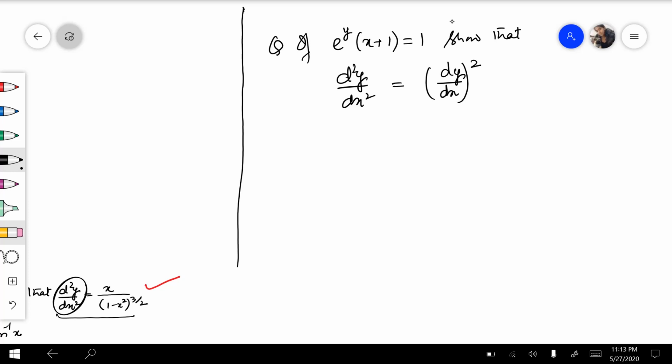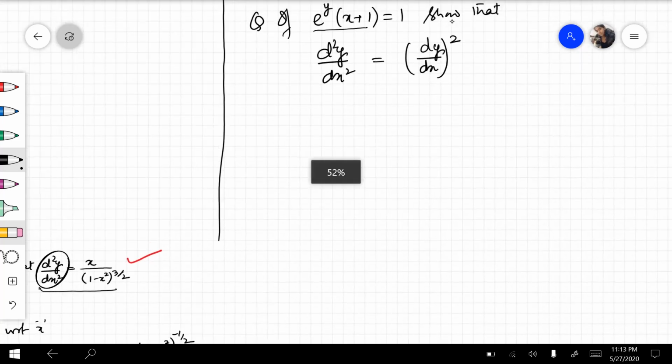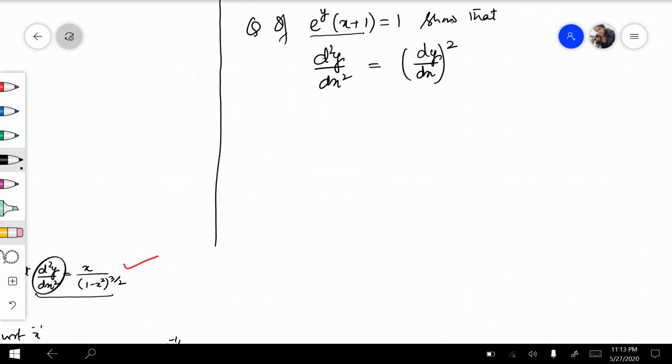Even you can go directly, you can directly differentiate this one, then find the derivative dy by dx. Whatsoever you get, you again differentiate with respect to x and get d2y upon dx square. Then on comparing d2y upon dx square and dy upon dx, you can reduce whatever is required. But let's do it in another way.